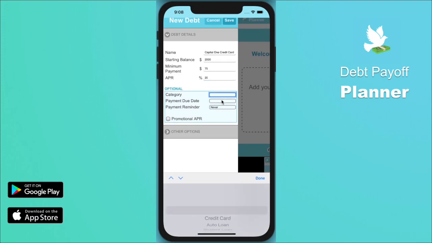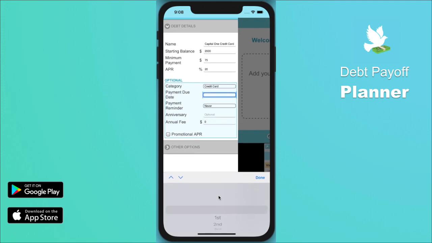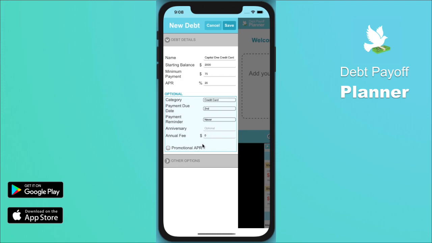So now this is optional information, but we're going to put it in anyway. So we'll just say that this kind of loan is a credit card. The payment due for this one is the second of the month, every month. Anniversary and annual fee, I'm going to skip.